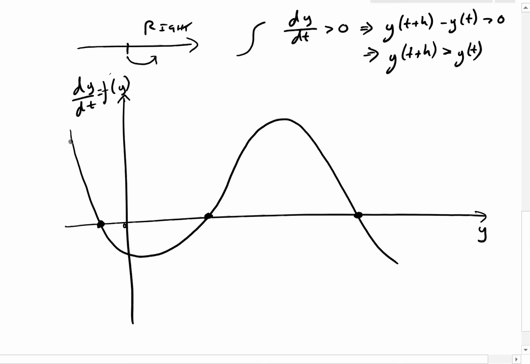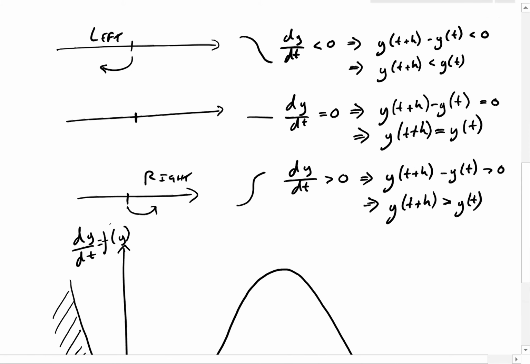Well, hopefully you can see that under here, to the left of this equilibrium point, let's call them A, B, and C, to the left of this equilibrium point, my function is positive. My dy by dt is positive. So if dy by dt is positive, let's consider this case. I basically move to the right.